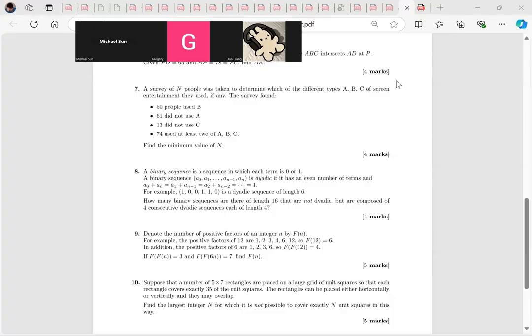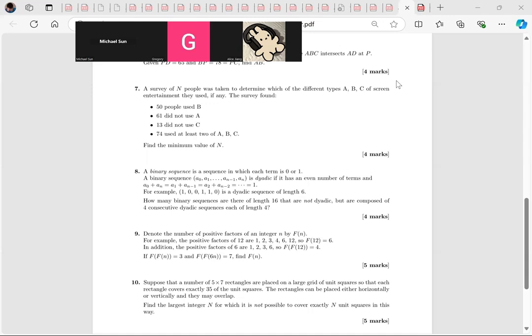Liam's going to explain question 10, the question, and then sort of how he did it, and also the investigation. Suppose that a number of 5 by 7 rectangles are placed on a large grid of unit squares so that each rectangle covers exactly 35 of the unit squares. The rectangles can be placed either horizontally or vertically, and they may overlap. Find the largest integer n for which it is not possible to cover exactly n unit squares in this way.